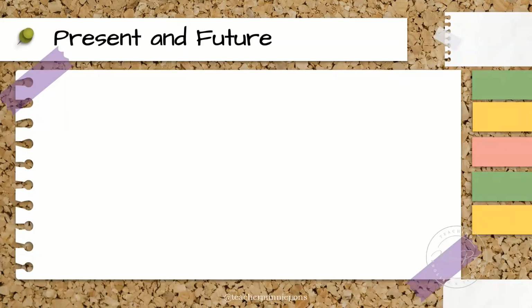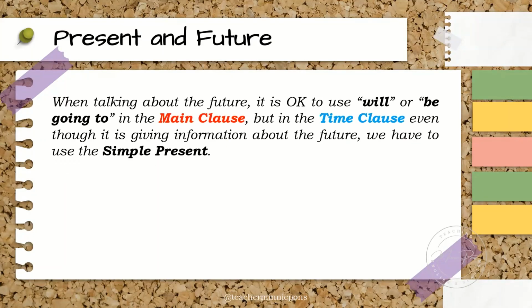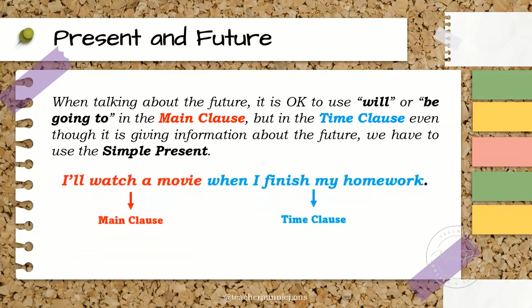Why present and future time clauses? When talking about the future, it is okay to use will or be going to in the main clause. But in the time clause, even though it gives information about the future, we have to use the simple present. For example, I'll watch a movie when I finish my homework. As you can see, the main clause is using will and is talking about the future, but the time clause uses the simple present even though we say something about the future.